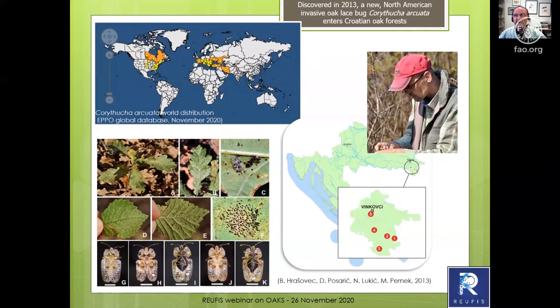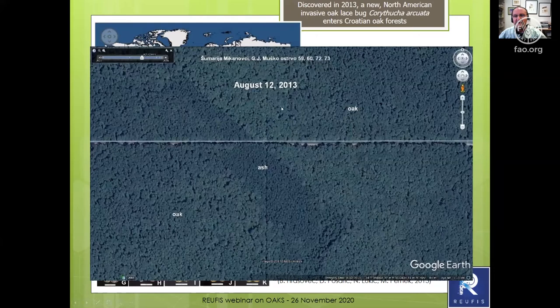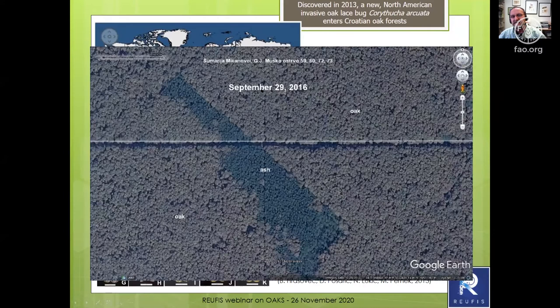Now, this is an interesting thing. Once it started, this is the year where this particular Google Earth shot was taken, in August of 2013. This is a normal scenery of mixed oak and ash forests in late summer or early fall. And this is how it looked 3 years later, on September 29th, the end of September. But you can clearly see practically every oak tree is visible now because of the yellowing or the discoloration.